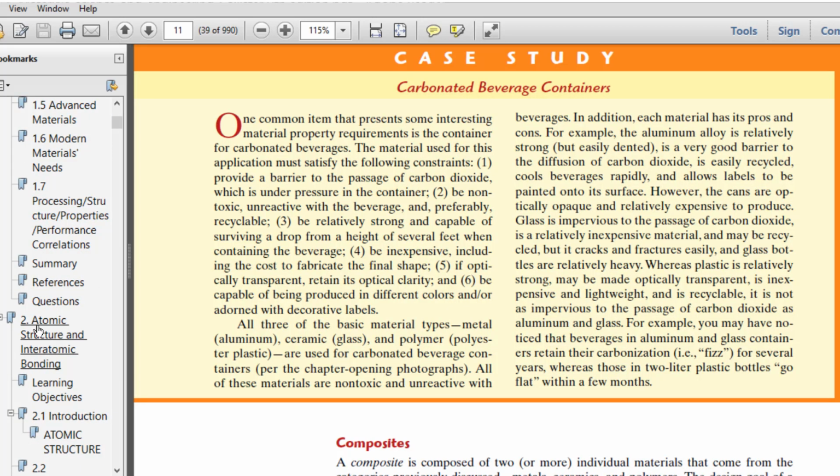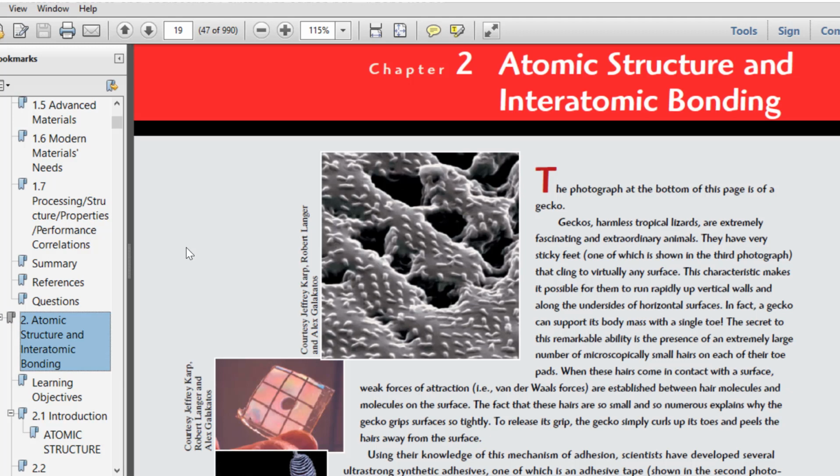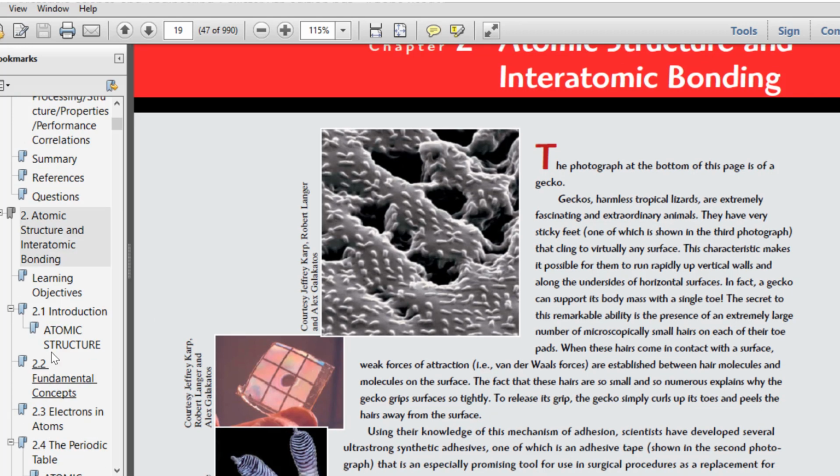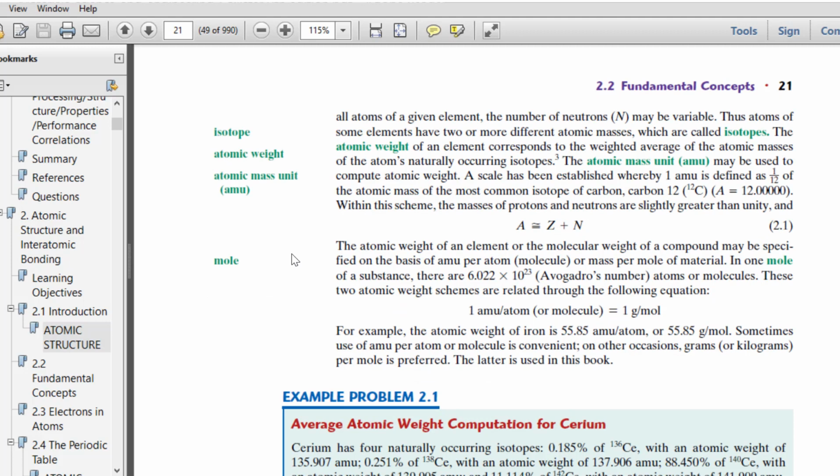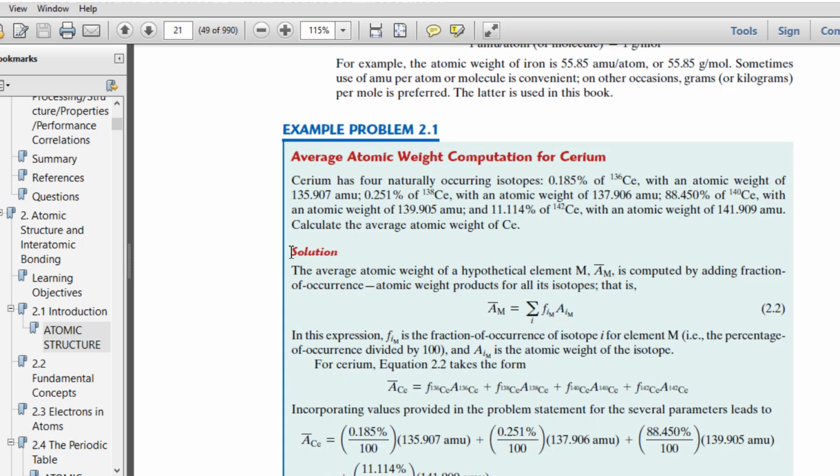Okay, now if you move to chapter 2, this is a very important chapter, because this will develop the basics of understanding all the structures and all the metallurgical things. Okay, now first is the atomic structure. These are some of the basic things you must have learned during your class 12 also, so you just have to revise this one.